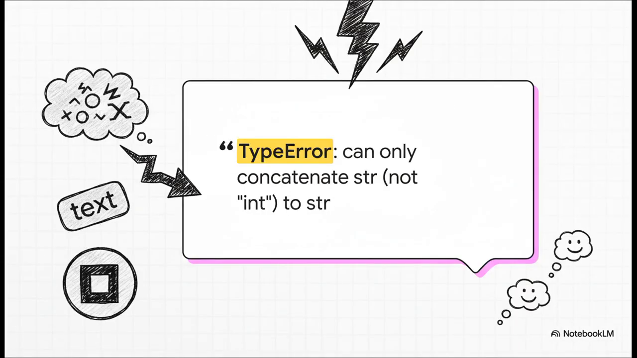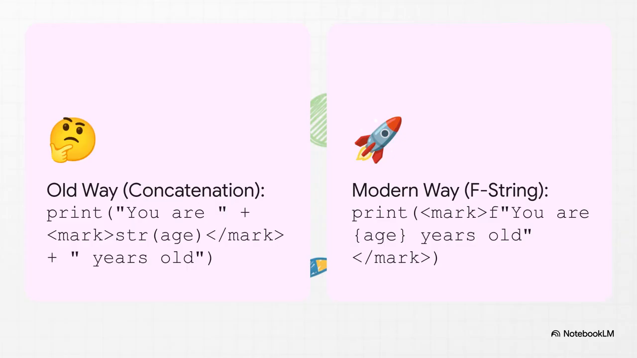Now don't worry about it. I promise you, every single programmer on the planet has seen this exact error. All it's really telling you is that Python can't just mash text and numbers together like that. It doesn't know how to add the number 21 to a sentence. They're just different kinds of information. So how do we fix it?